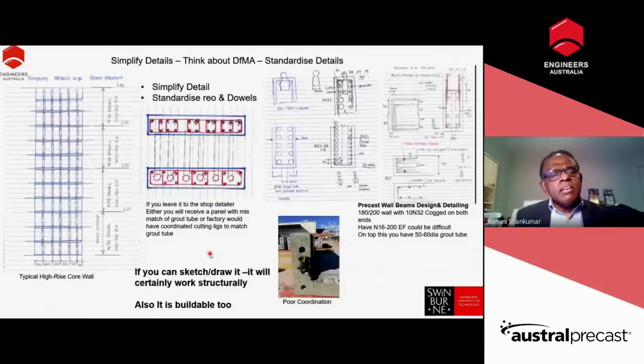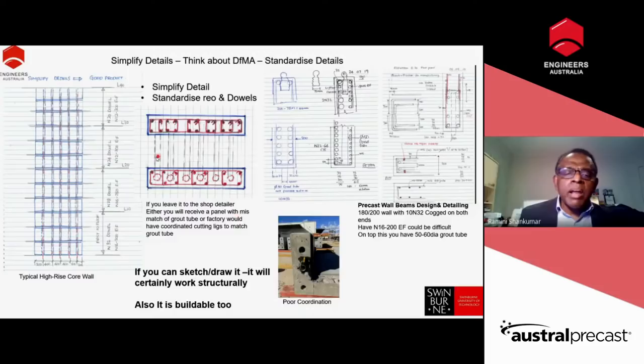Look at it, then there is the detail. I said the grout, then I said the joint, now the detail. We have to simplify the detail. If you simplify the detail, you get a good product. Standardize the reo and dowels. In a core wall, high-rise core wall, why can't you standardize the reo? Okay, you standardize the reo and find your hotspot and put some additional reo. That's the way. So look at this example I have given you.